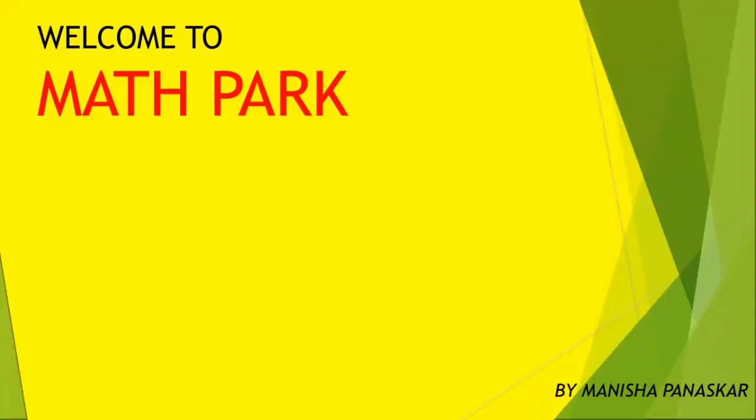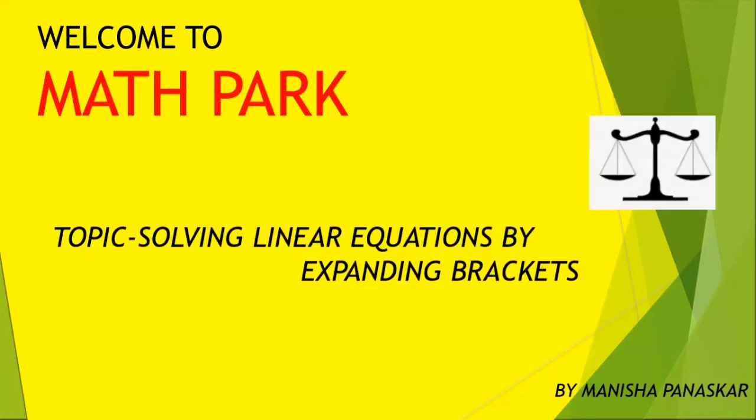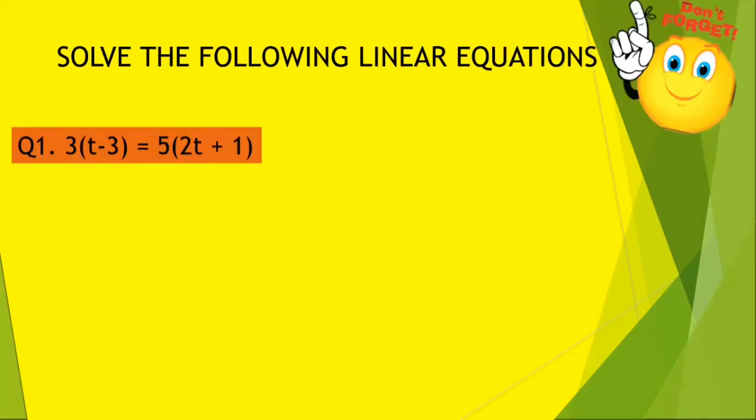In our park, today we are going to learn another topic on linear equations: how to solve linear equations by expanding brackets. So here we go. First question: we have 3(t - 3) = 5(2t + 1). Now, very important children, when we are solving this, we are multiplying the 3, the term outside, to each term inside the bracket.